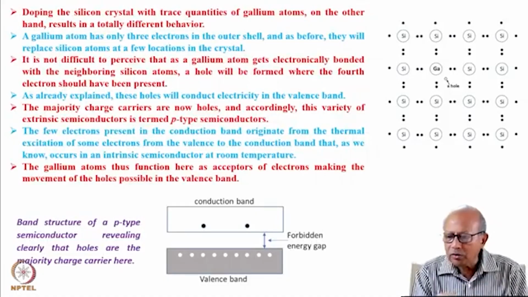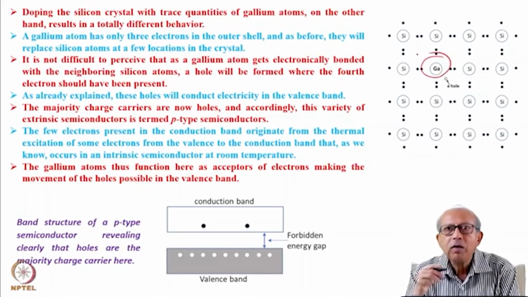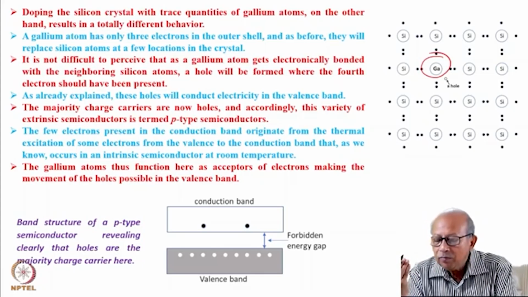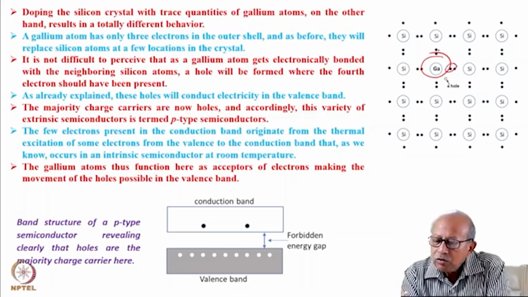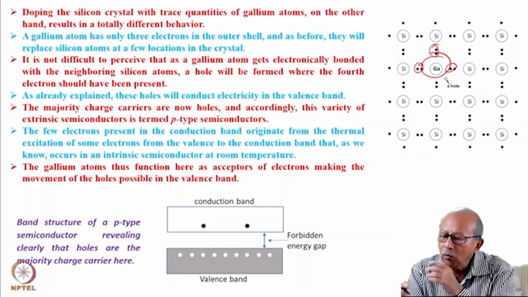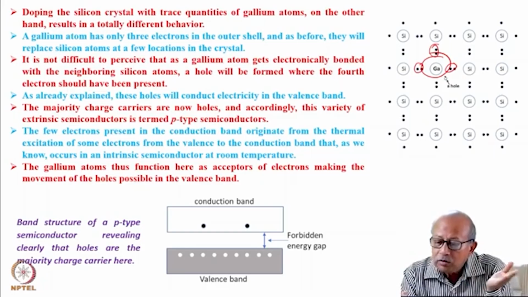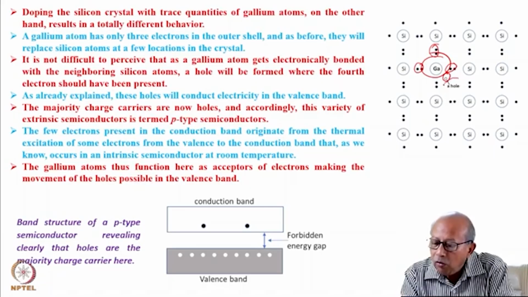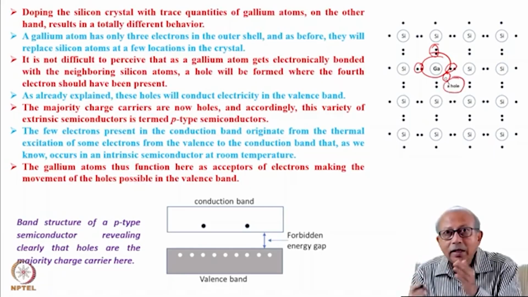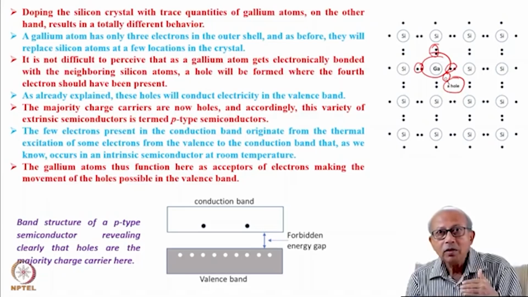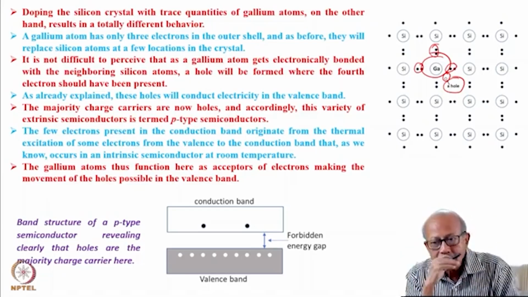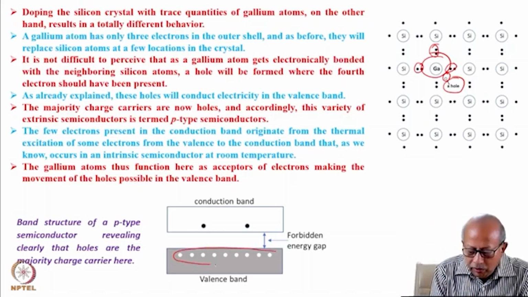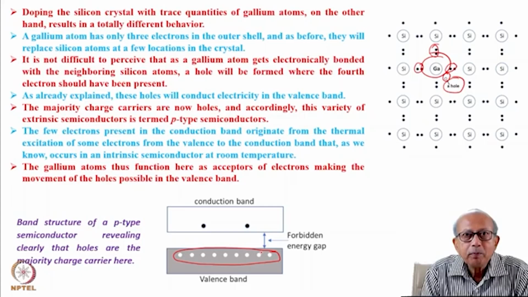Now if you dope it with gallium instead of arsenic, then the gallium has 3 electrons in the outermost shell. Therefore, if it has to make 4 such bonds, then 1 electron will have to appear from somewhere, and you can always perceive it as if an electron has disappeared, forming a hole. Thus, like arsenic donated electrons for conduction in the conduction band, the gallium here donates holes which will conduct electricity in the valence band.